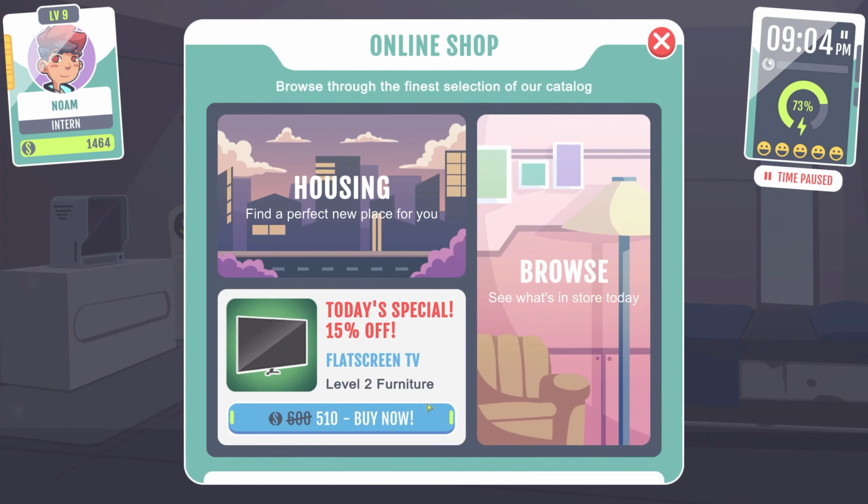Oh, a flat screen TV. Ooh. What does it do?